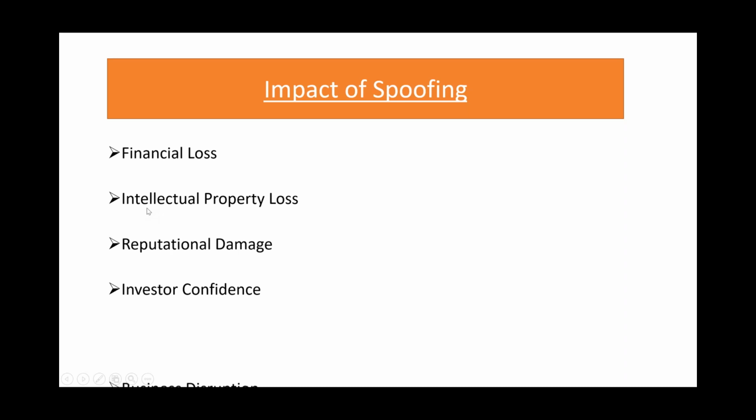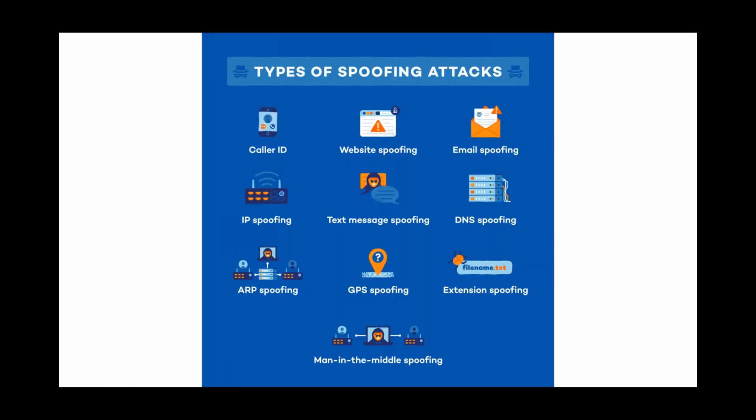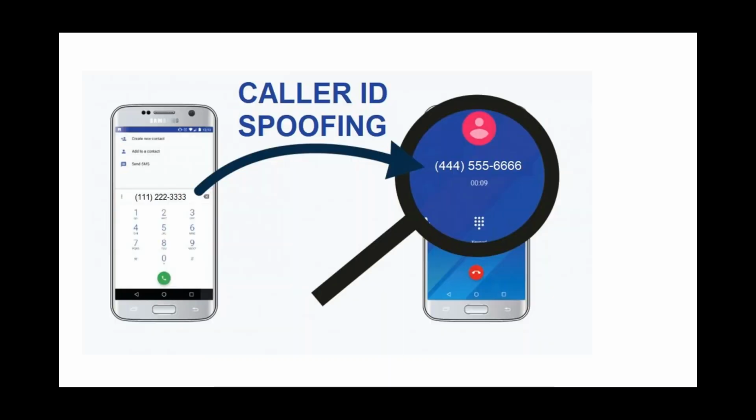Okay, these are the different types of spoofing attacks that can happen: caller ID, website, email, IP spoofing, text message, ARP. So we'll see one or two. Maybe we'll try learning email spoofing and IP address spoofing and understand how in real time the hackers hide their identity. The first one is caller ID spoofing.